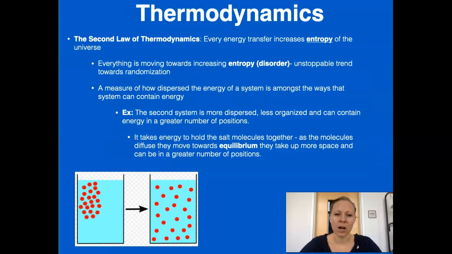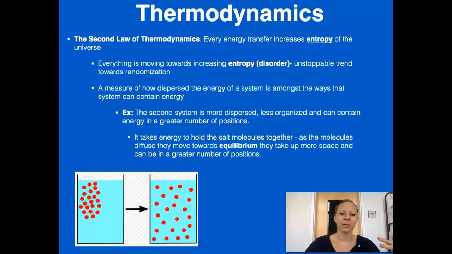So that's the first law of thermodynamics. Our second law of thermodynamics is entropy. For every energy transfer in the universe, the entropy of the universe increases, which is tough to wrap your head around. But everything is moving towards increasing entropy or disorder. The universe is expanding. The universe is increasing in entropy. It is an unstoppable trend towards randomization.